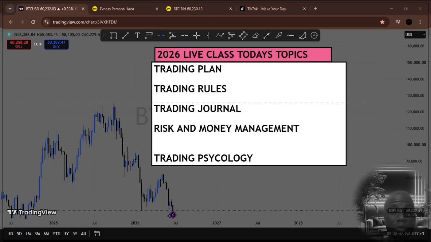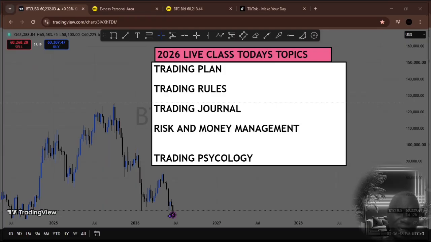But remember, what's the difference between a trading rule and a trading plan? As a trader, you should know it. A trading plan can be changed. A trading rule is fixed. A trading rule is static, while a trading plan is flexible. You can change your trading plan, but you can't change your trading rule.